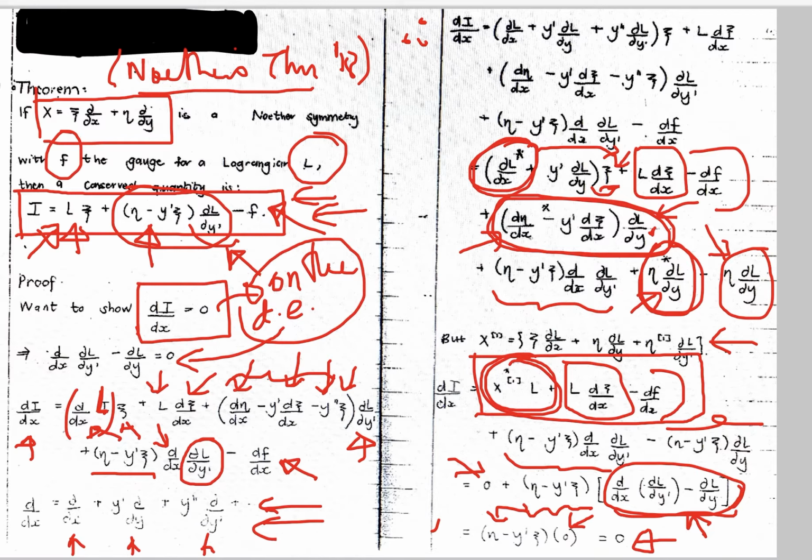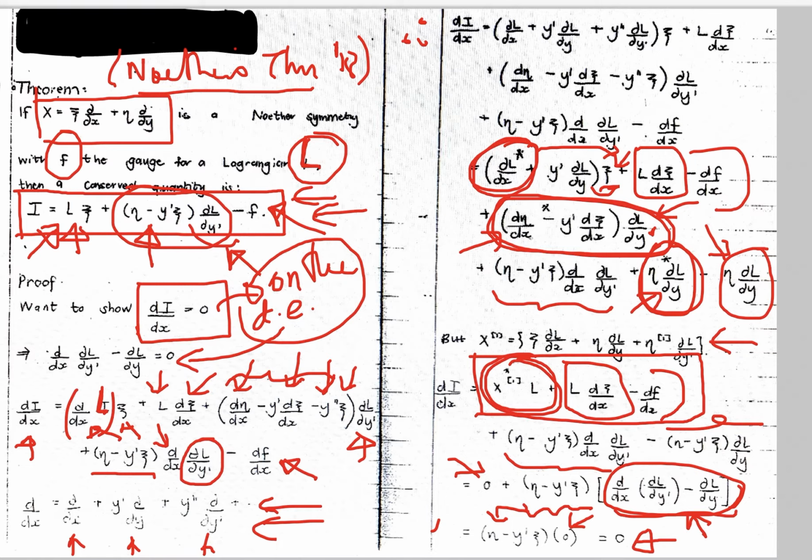So we have a first integral, a conservation law, given by I equal to Lξ, etc., if X is a Noether symmetry with gauge f, and we have all this from a Lagrangian of the differential equation capital L.